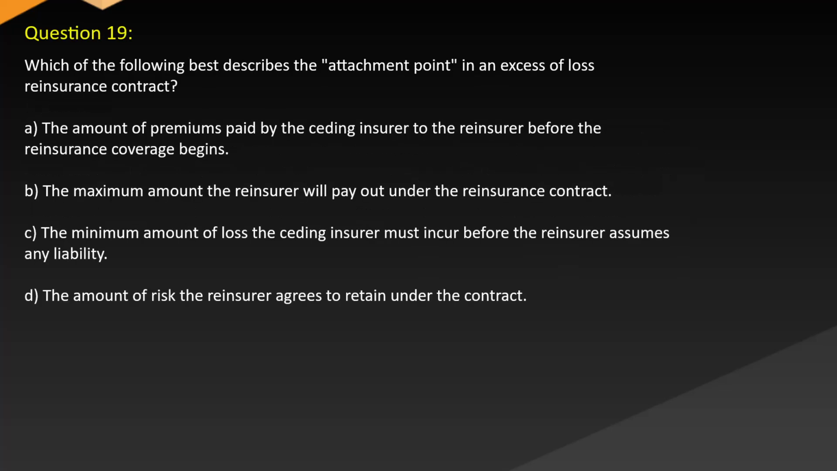Question 19. Which of the following best describes the attachment point in an excess of loss reinsurance contract? A. The amount of premiums paid by the ceding insurer to the reinsurer before the reinsurance coverage begins. B. The maximum amount the reinsurer will pay out under the reinsurance contract. C. The minimum amount of loss the ceding insurer must incur before the reinsurer assumes any liability. D. The amount of risk the reinsurer agrees to retain under the contract.